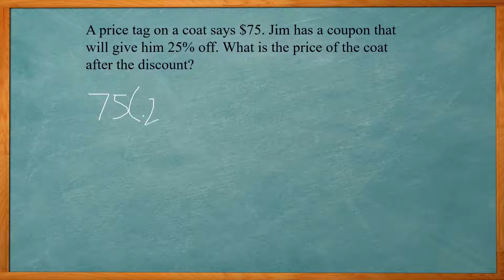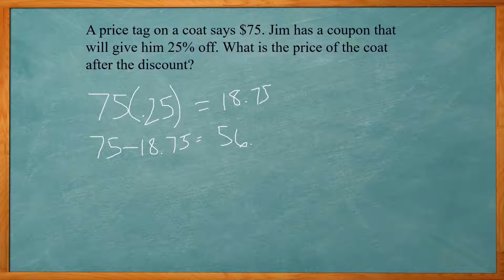times 0.25, I have to change the percent to decimal by dividing it by 100. And that comes out to 18.75. Then I can take the 75 and subtract the 18.75. And that's going to give me 56.25.